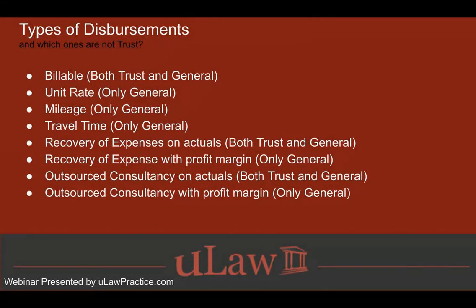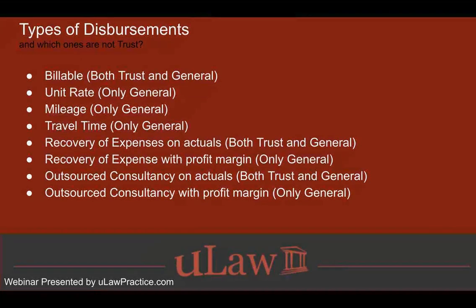Now, the types of disbursements belong to billable, unit rate, mileage, travel, and a few of the recovery of expenses from actuals and other things. That includes outsourced and third-party consultancy. Now, how do you bifurcate them between what can be paid from trust and what can be paid from general?